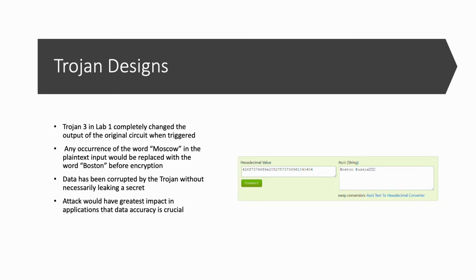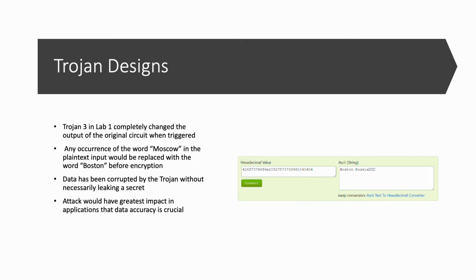The third and final Trojan design that was investigated in Lab 1 was a Trojan that would completely change the output of the original circuit when triggered. This Trojan, like Trojan 1, had a trigger phrase as well. The trigger phrase for this Trojan was the word Moscow. Instead of leaking very sensitive information like Trojan 1, this Trojan would change the input phrase of Moscow to Boston before the encryption process occurred.